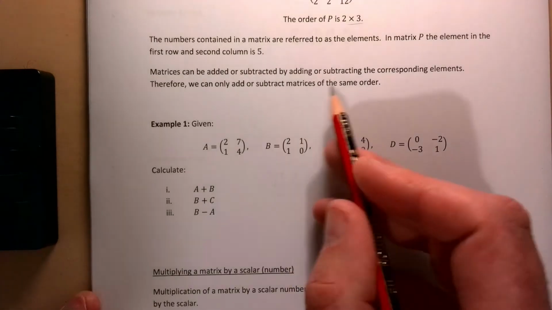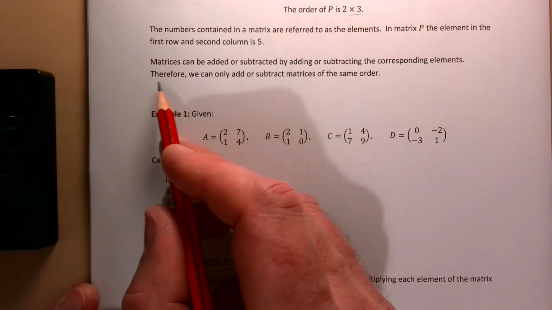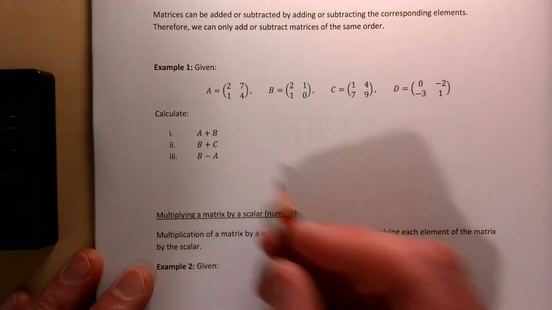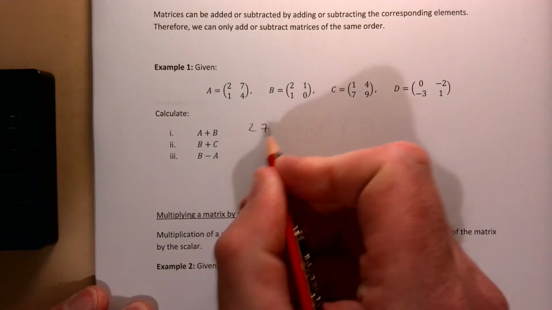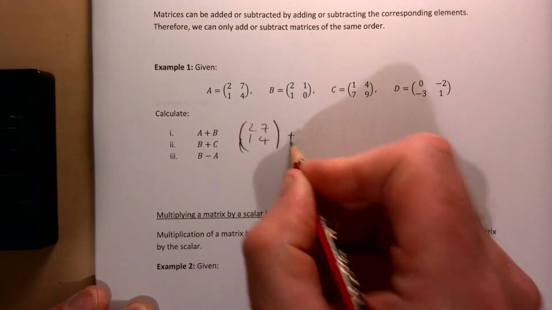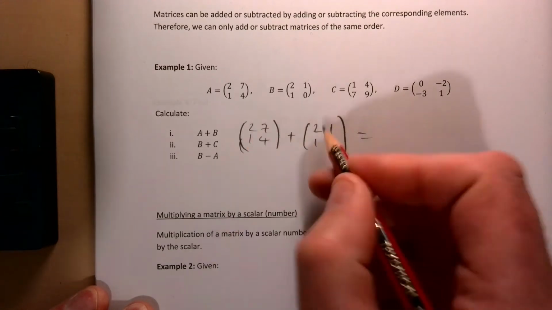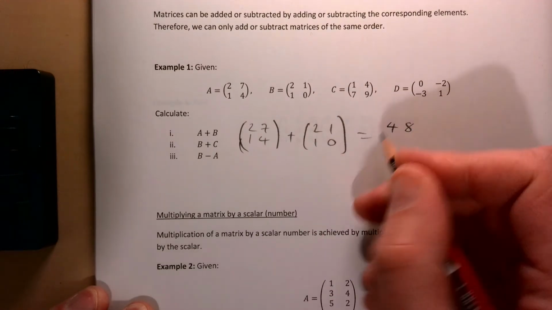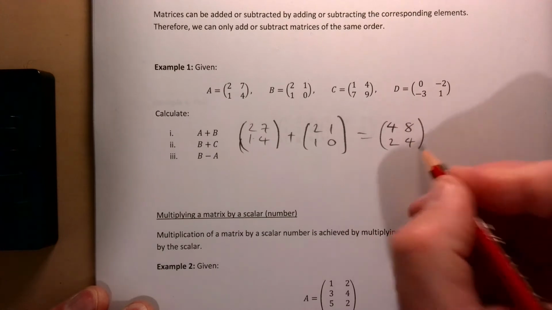Matrices can be added or subtracted by adding and subtracting the corresponding elements. Therefore, we can only add or subtract matrices of the same order. So if we had A plus B, then in this particular case, it's going to be 2, 7, 1, 4 plus 2, 1, 1, 0. Adding the 2 and the 2 gives us 4, the 7 and the 1 gives us 8, the 1 and the 1 gives us 2, and the 4 and the 0 gives us 4.